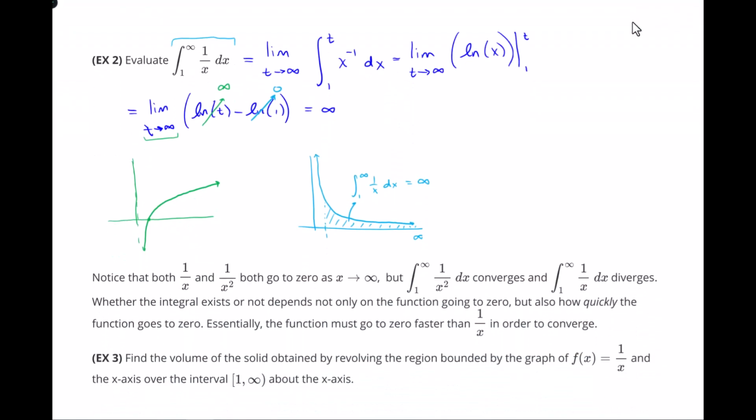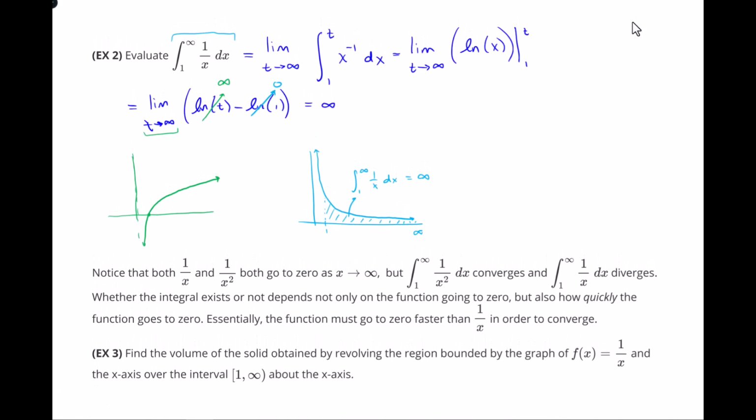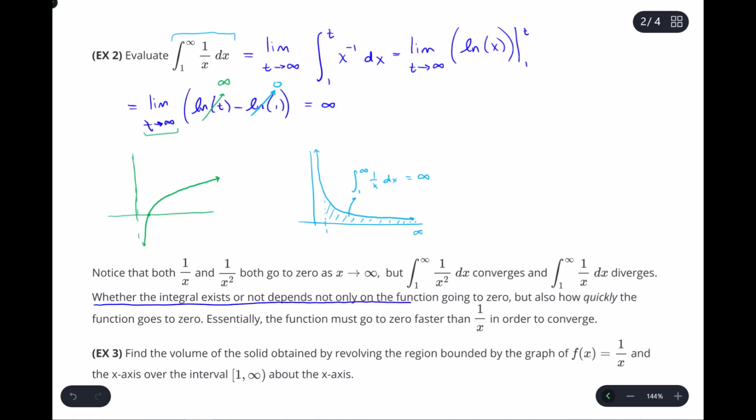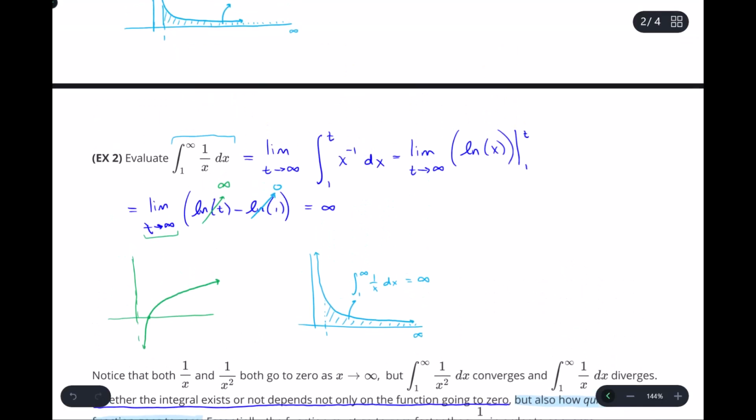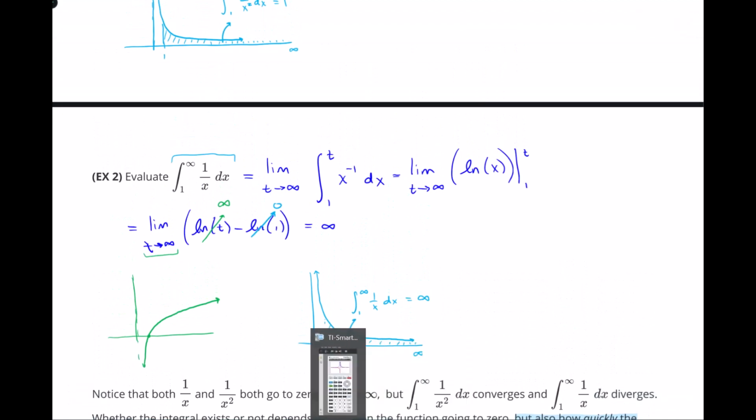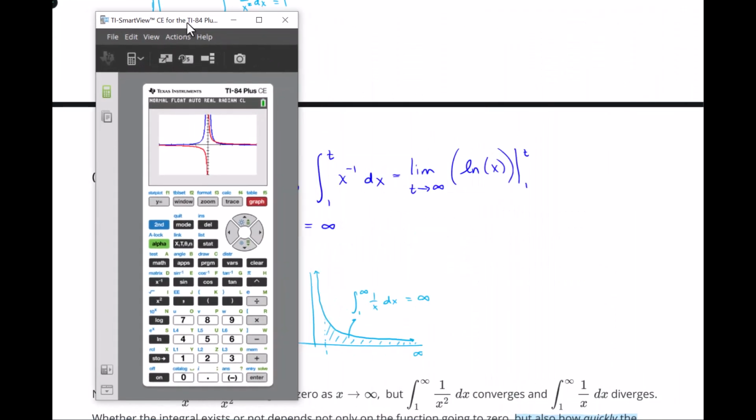And, well, what happens here is whether the integral exists or does not exist depends not only on the function going to 0, but also how quickly the function goes to 0. So the function 1 over x doesn't go to 0 as fast as the function 1 over x squared. Let me go back to the calculator and try and show you that.